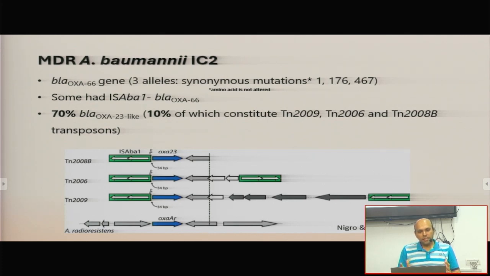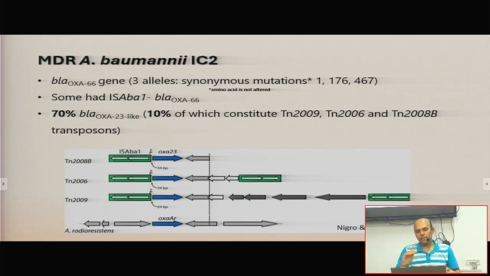So you can see that in international clone 2, the most widespread clone of Acinetobacter in the world, there are three alleles that have synonymous mutations. Synonymous mutation means that the amino acid is not altered. When you take the DNA and convert it into RNA and then into protein, the amino acid doesn't change at any position. So there are three alleles.